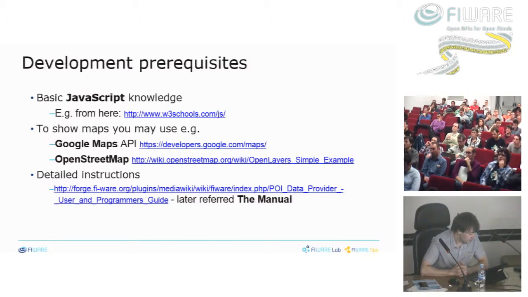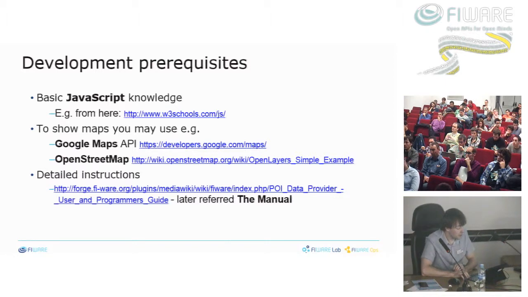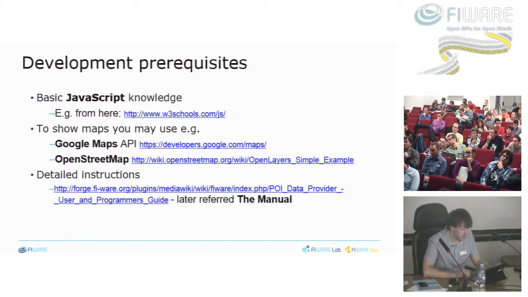And maybe some knowledge about some of those frameworks, like the Google Maps API or OpenLayers, for instance, which is another framework to visualize maps. More information about how to develop with the POI Data Provider GE is given in the User and Programmer's Guide within the FIWARE wiki.